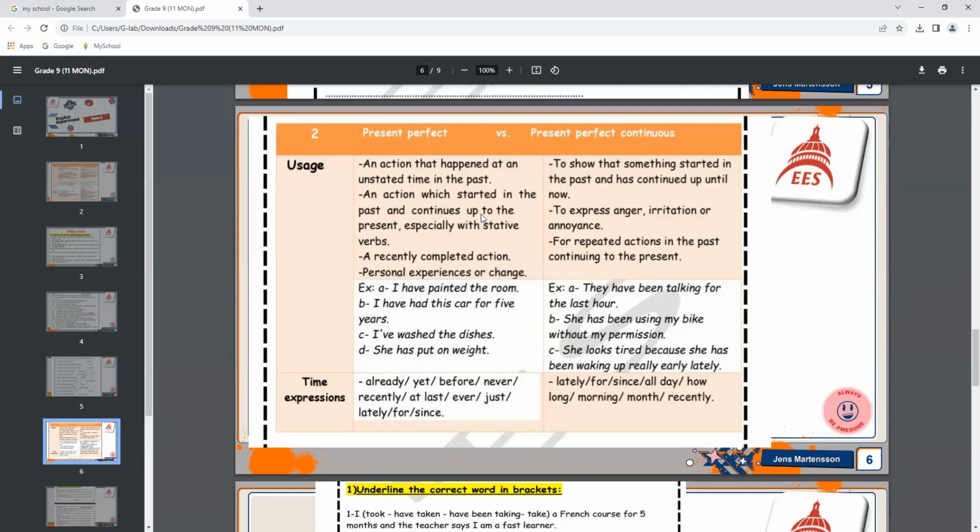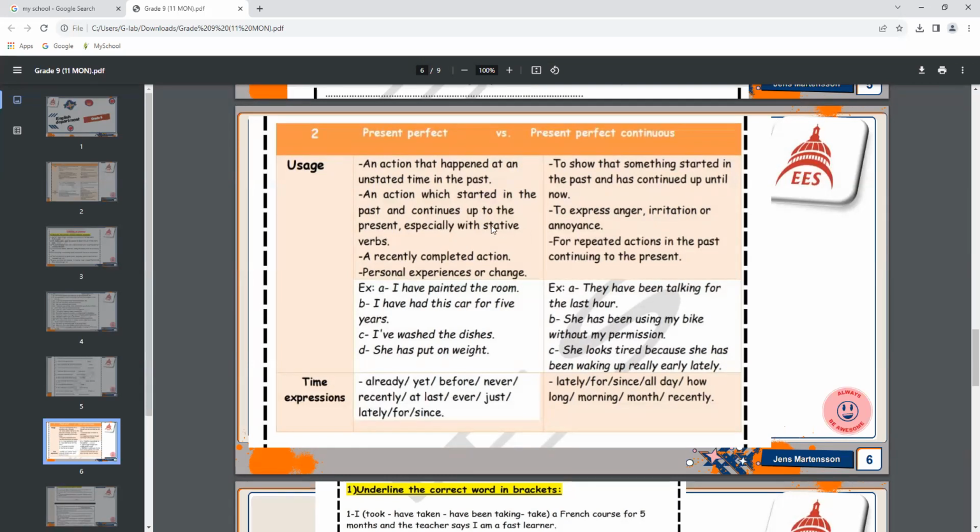Number 2, an action that started in the past and continues up to the present, especially with stative verbs. How? I met someone 5 years ago. Okay, and till now we are still friends. I can say I have known him for 5 years. So the action started 5 years ago, but I still know him. So this action continues up to the present.